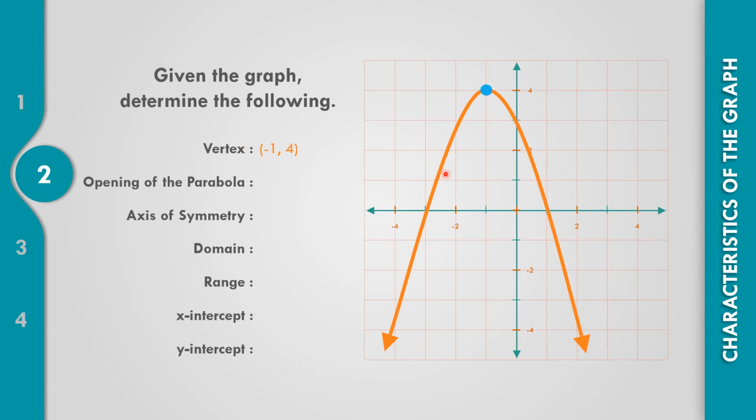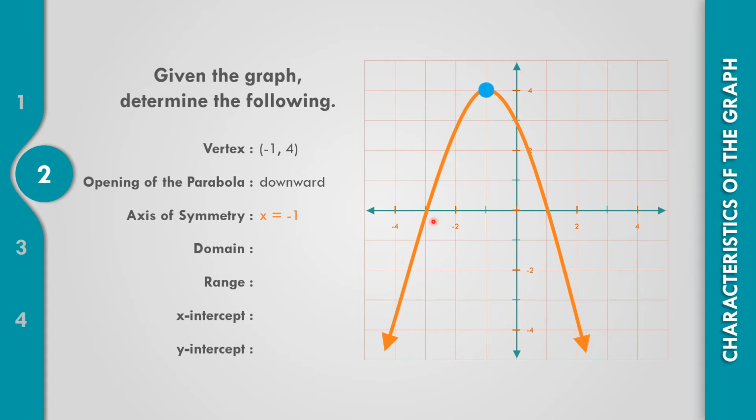How about the opening of the parabola? It opens downward. The axis of symmetry, yung nasa gitna, laging may x. So x is equal to negative 1.